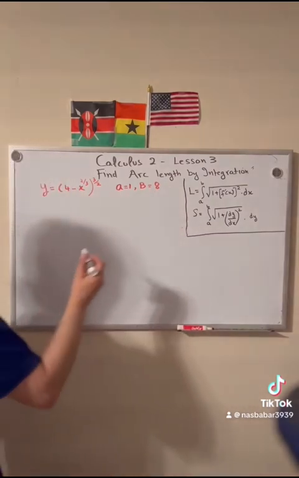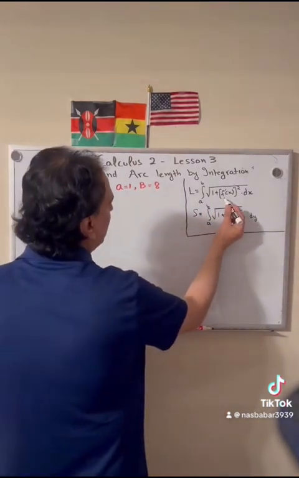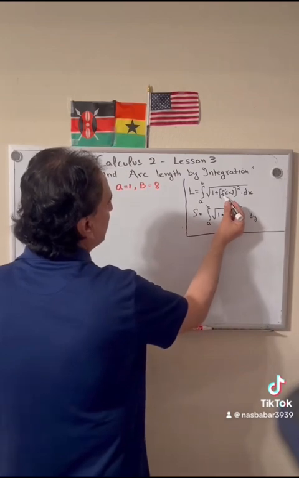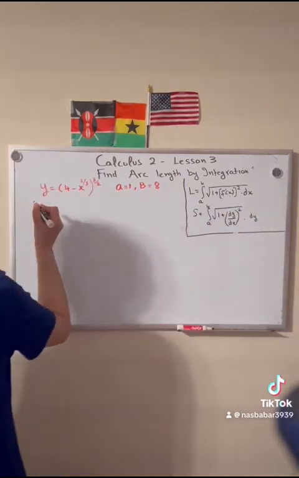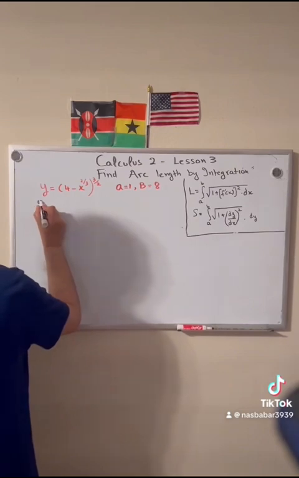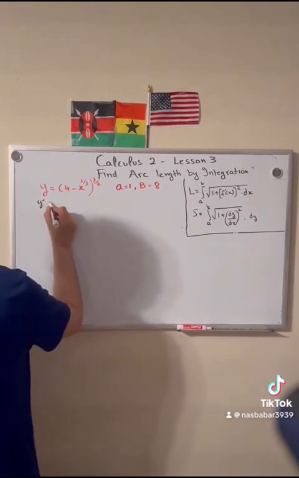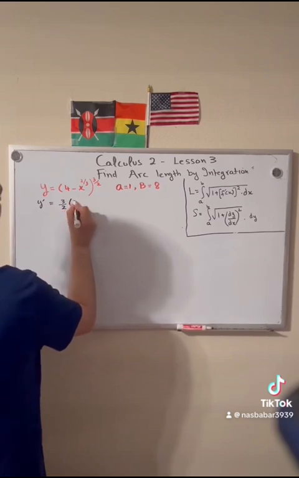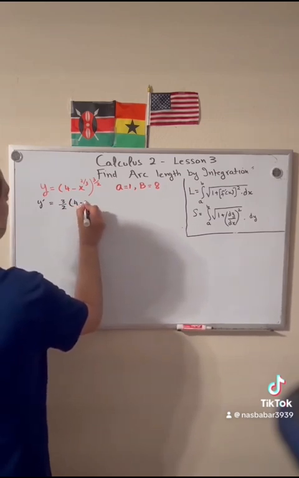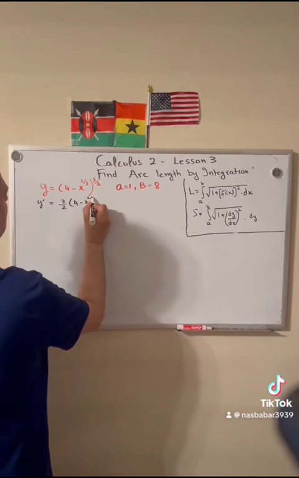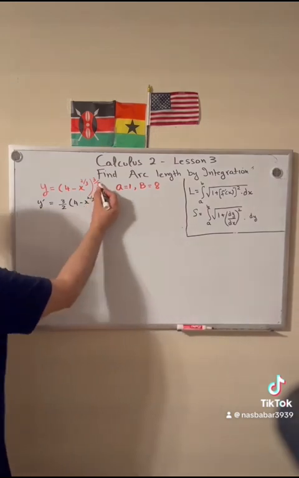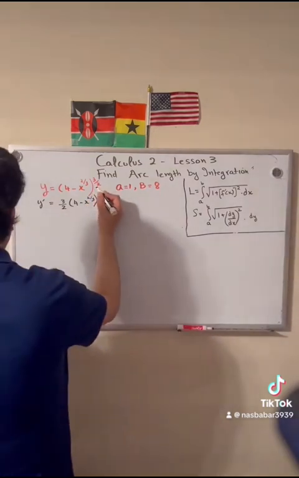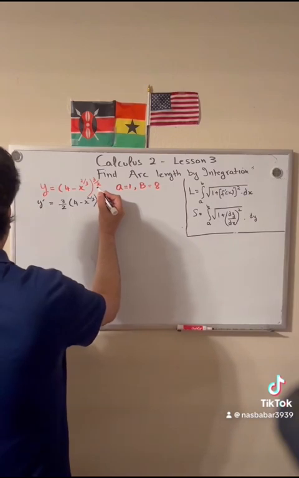So first thing is we look at this formula. All right, we need to find the derivative of the function, y prime. When I do that, for y prime I get 3/2 times (4 minus x^(2/3)), and then this 3/2 minus 1 is going to give me one half.